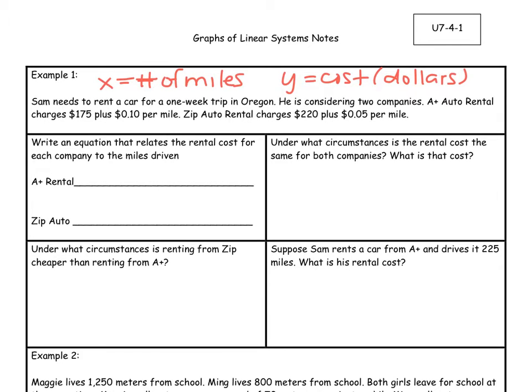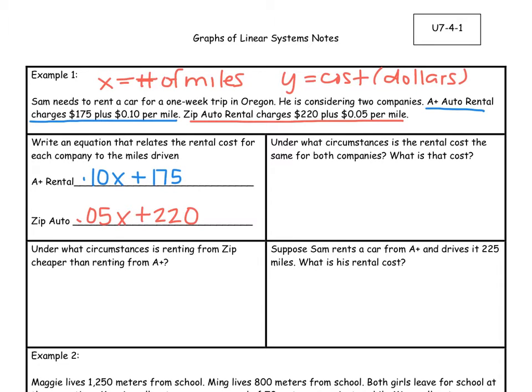So we're going to write two equations, one for A+ Auto Rental, which charges $175 plus 10 cents per mile. We're going to write that in slope-intercept form, so it charges 10 cents per mile. We're going to use x for the number of miles, plus $175. Zip Auto Rental charges $220 plus 5 cents per mile, and again we're going to write that in slope-intercept form, 5 cents per mile plus $220.